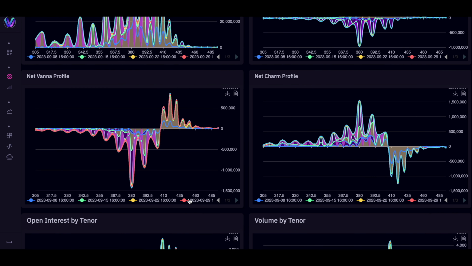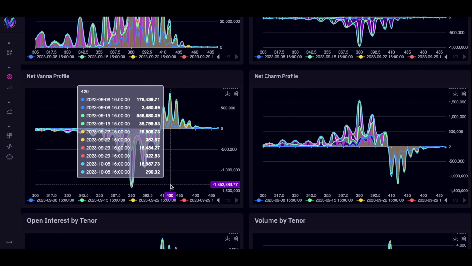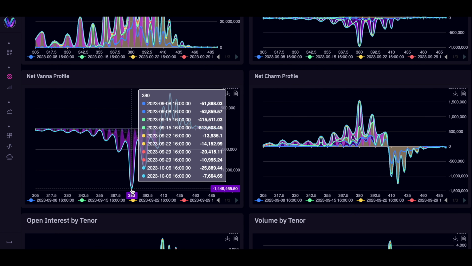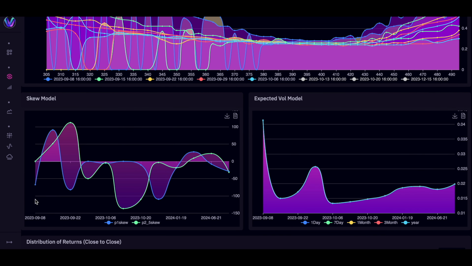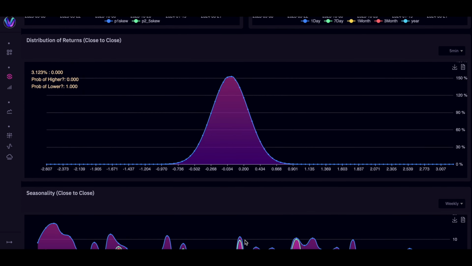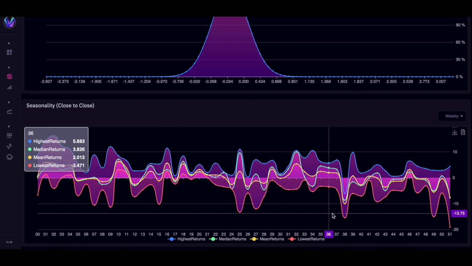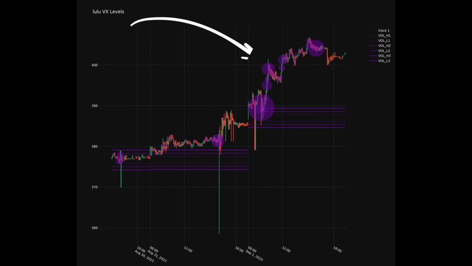Moving to our Vanna profile, we can see peak positive is at 420 and peak negative is at 380. Next, we have our skew model, which has P1 as negative for the week, meaning puts have already been loaded and are slightly expensive. Next, we have the weekly seasonality for LULU, and here are the VX levels. One thing to note is the selling we saw at 400 last week, and how price has tested it on Friday before close. This will be a spot to watch for the week ahead.